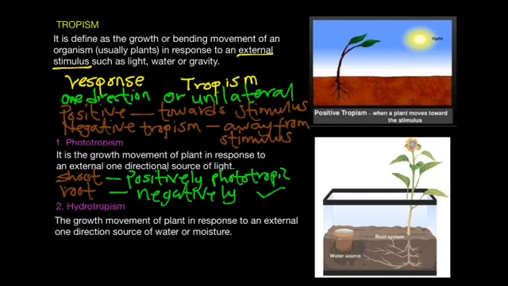Now, in our previous videos on phytohormones, we talked about the reason why the shoot should grow towards light and the roots away from light. We were talking about auxin, so you can go and check that out to get a better understanding. Alright, what about hydrotropism? Hydrotropism, that's the second type of tropism. This one is a growth movement of plants in response to an external one-directional source of water or moisture.